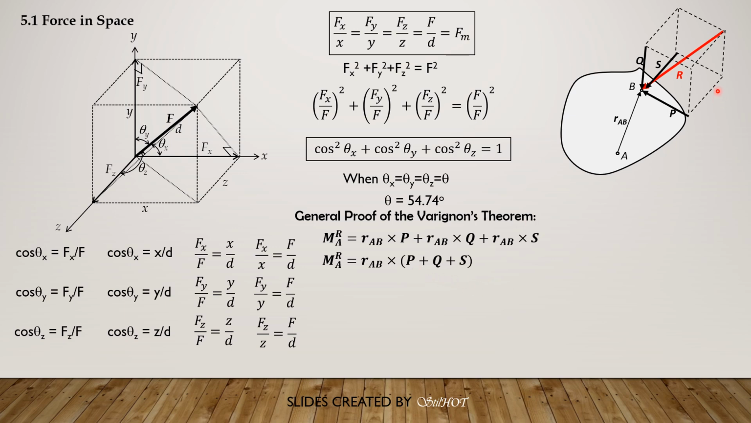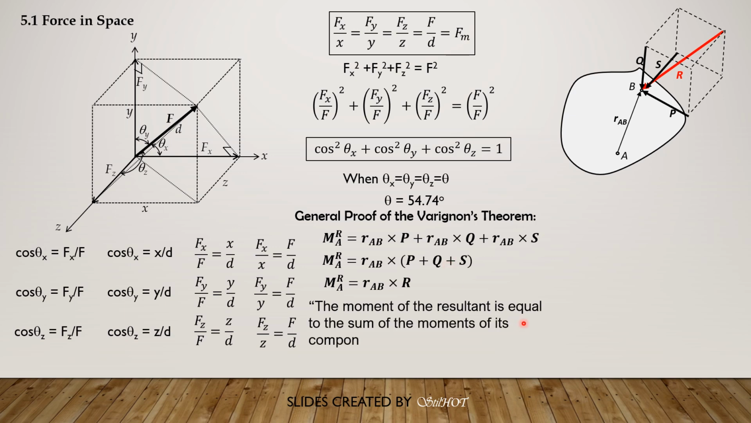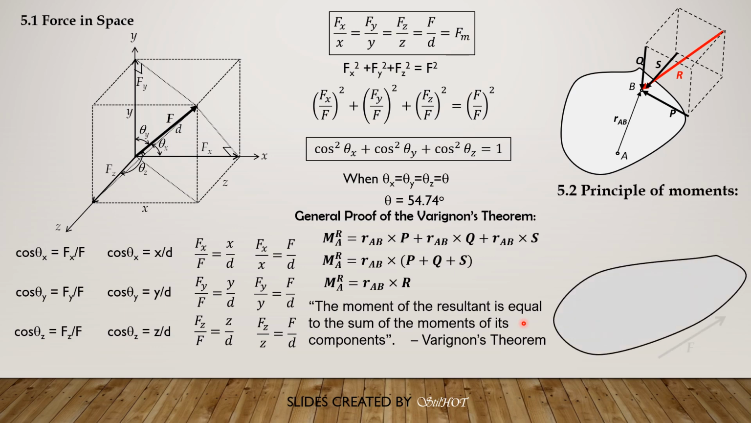And take note that the sum of these forces, or these components, which are concurrent forces, is simply this single resultant force R, which also acts at point B. So this is the resultant. That's the formal way of proving Varignon's theorem. So the moment of the resultant is equal to the sum of the moments of its components, or Varignon's theorem. Then let's have the principle of moments.